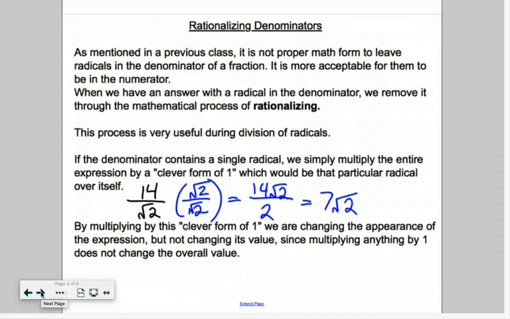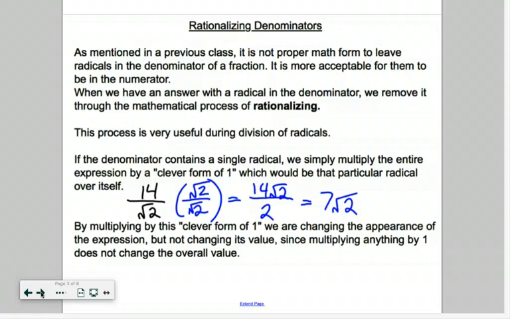Okay? Where things can become a little bit more interesting is in a process called rationalizing the denominator. So it's proper math form to not have irrational numbers like radicals in our denominator. So we like to see our denominators only as whole numbers. So if you end up with an expression where there is a radical in the denominator, you need to get rid of it, called rationalizing, right? So you're rationalizing your denominator.